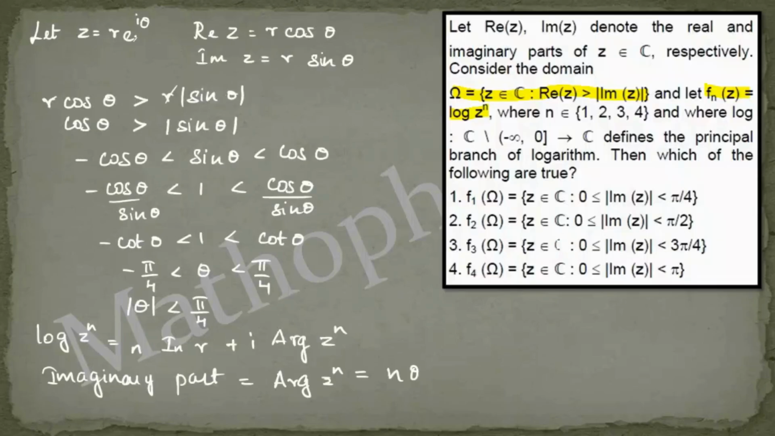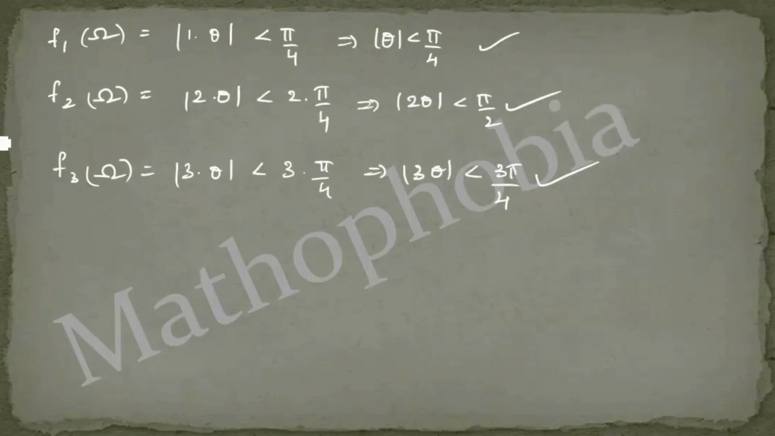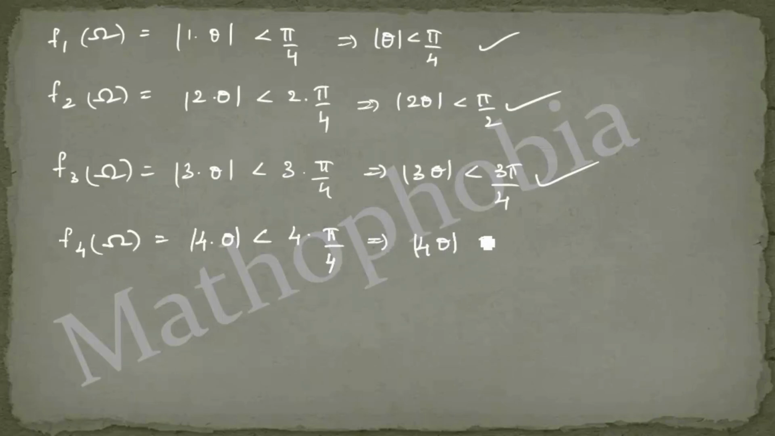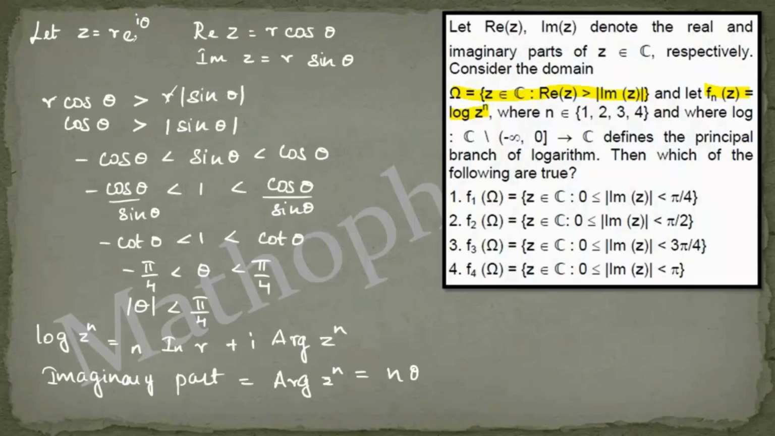Next, fourth option: for f4 of omega, mod imaginary part of z should be less than pi. So for f4 of omega, modulus of 4 theta is less than 4 into pi by 4, which implies mod 4 theta is less than pi. So the fourth option is correct. So here all 4 options are correct.